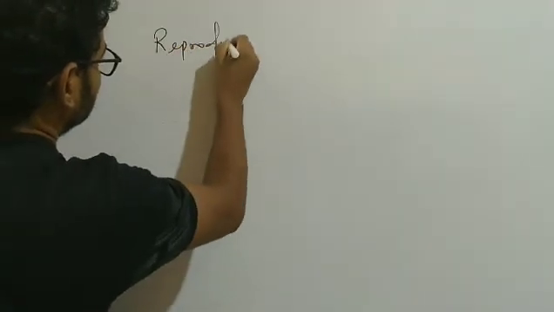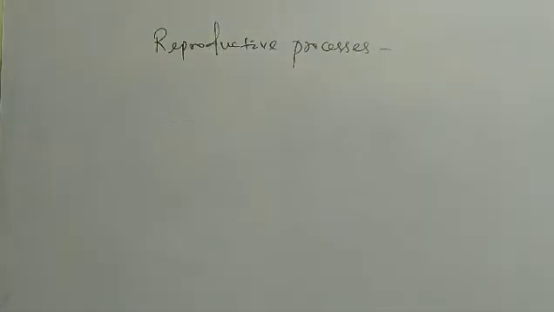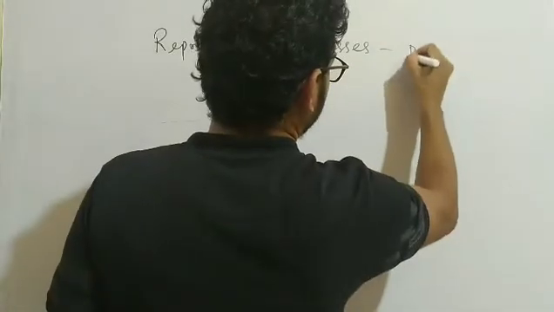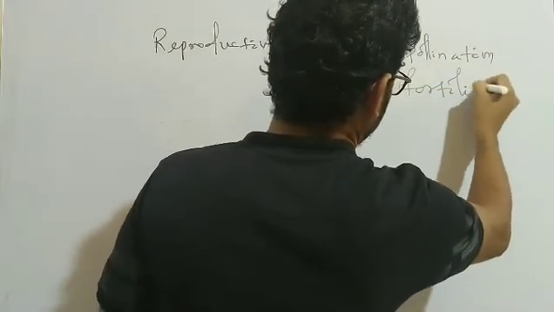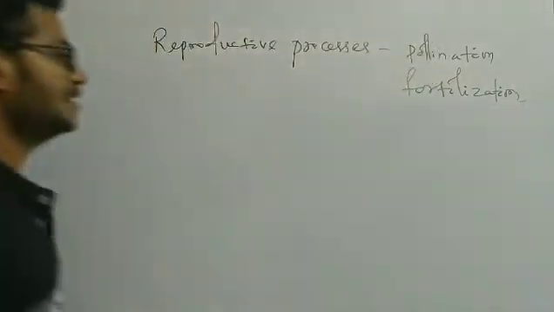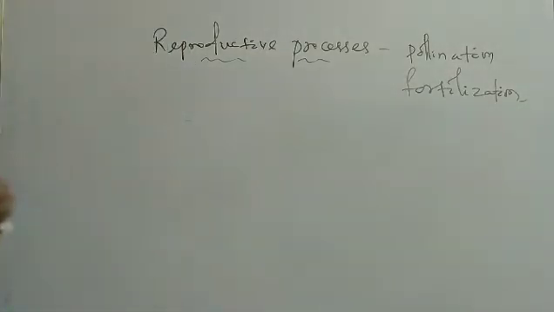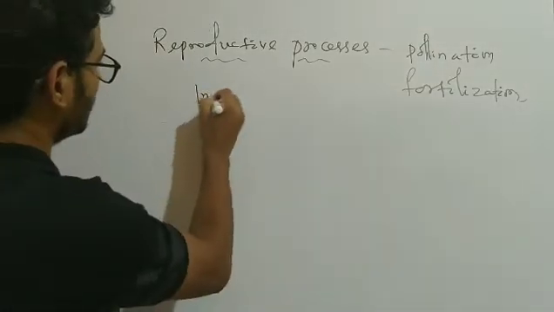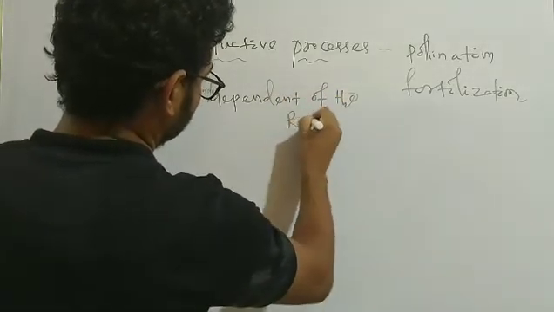So the reproductive processes. What are the reproductive processes? The reproductive processes may include pollination, fertilization, etc. Okay, so during these reproductive processes, the requirement of water has less importance, or they are independent of water requirement.